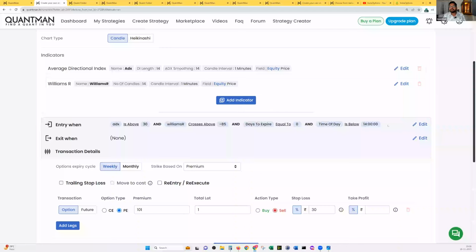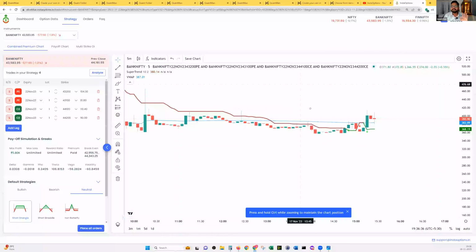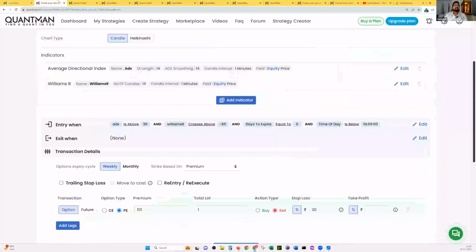Okay. So now, combined premium is totally free for each and every user. You don't need to pay anything for the combined premium charts, and you don't need to pay anything for using Insta Options. That's fine. So now, I've just given the basic condition.